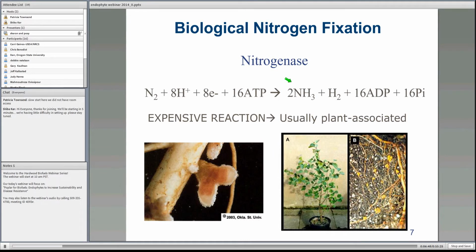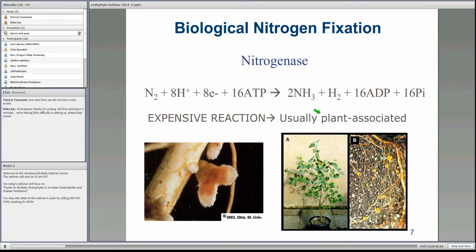This is a very energetically expensive reaction requiring high levels of ATP, the energy currency of a cell. And so it's often plant associated so that the plant can be providing the microorganism with sugars from photosynthesis, and then the microorganism can provide the plant with the fixed nitrogen.